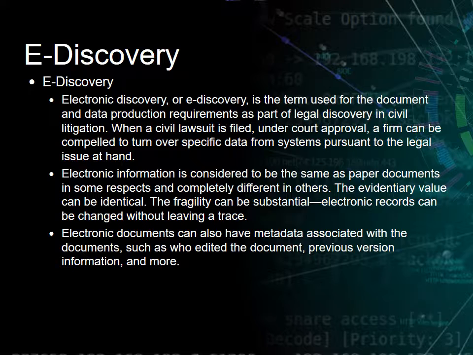Electronic information is considered to be the same as paper documents in some respects and completely different in others. The evidentiary value can be identical. The fragility can be substantial. Electronic records can be changed without leaving a trace. Electronic documents can also have metadata associated with the documents, such as who edited the document, previous version information, and more.